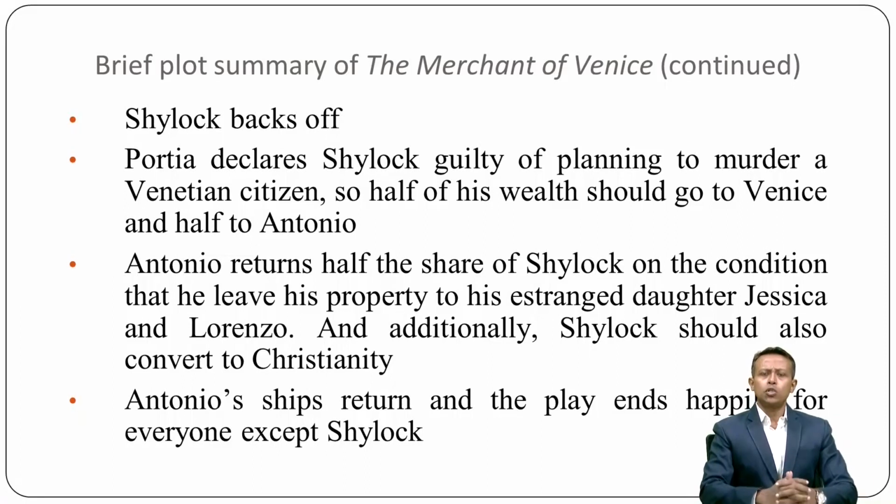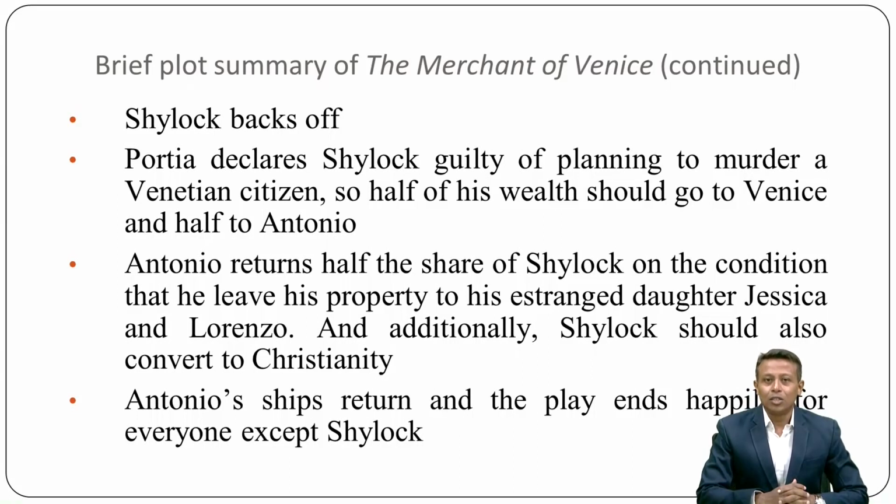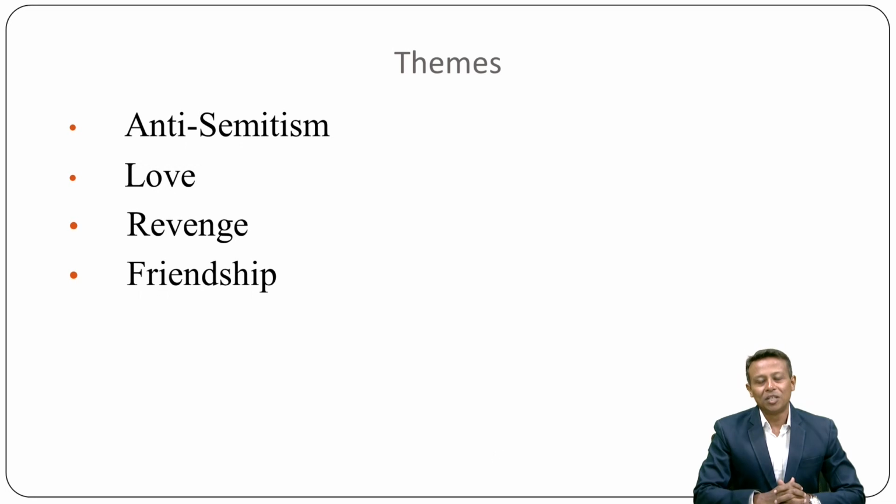Moving on, soon when the play is about to come to an end, we hear the news that Antonio's ships have returned safely. Remember, Antonio was struggling financially, which is the reason why he was not able to repay the amount to Shylock. With the return of his ships, his wealth is also safe. And the play ends happily for everyone, except Shylock. This is the comical history of the Merchant of Venice. This is the story of Shylock.